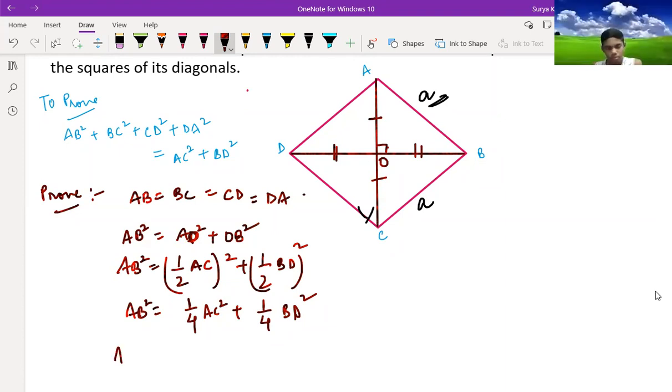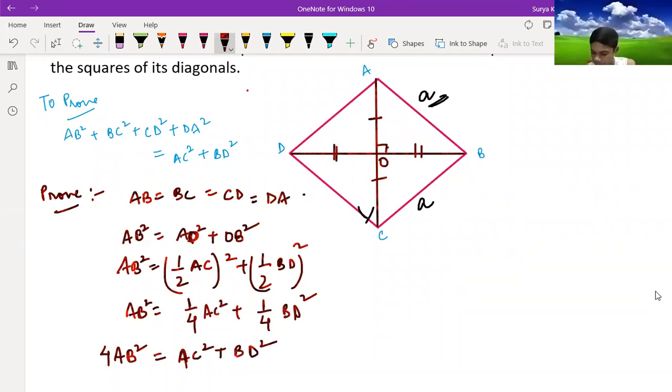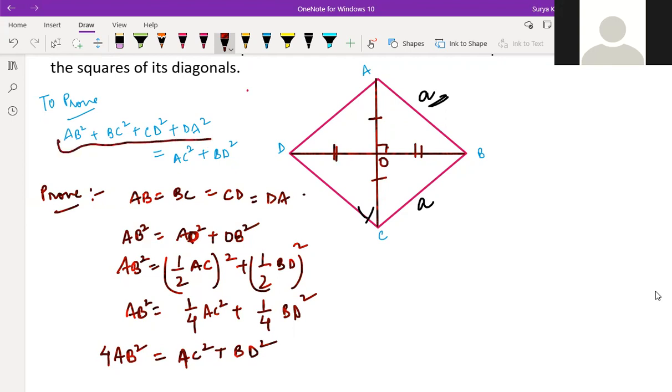Then we can write here 4AB square is equal to AC square plus BD square. Can we write after taking the LCM? Yes, sir. Can we write like this? Now 4AB square is there, and here AC square plus BD square. So here AB, BC, CD, DA. Is it proved? No, here only it is proved.